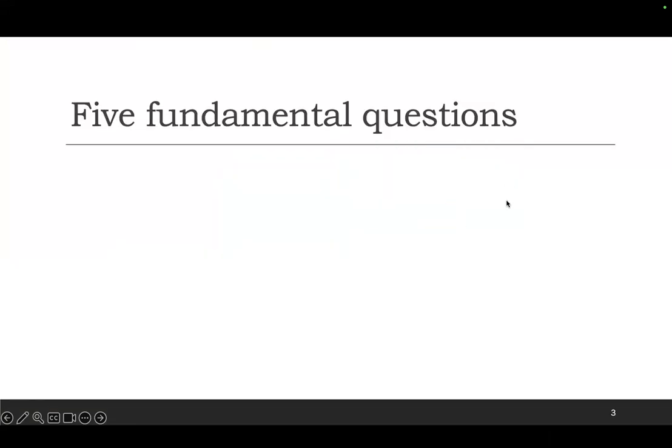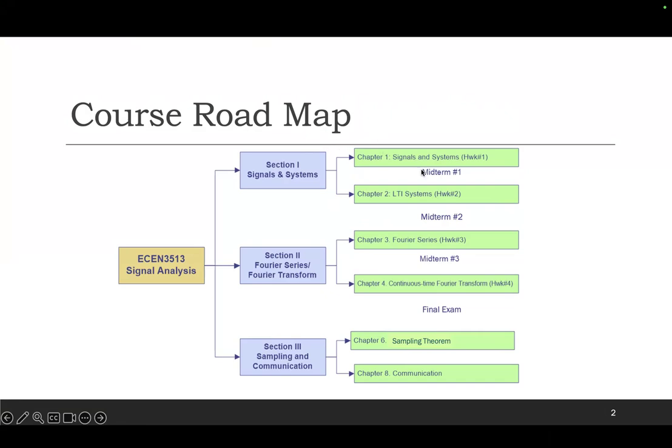Actually, this is our course roadmap, and we mainly focus on chapter one, chapter two, chapter three, and chapter four, and chapter six and eight. I plan to spend more time to talk about chapter six at least, and maybe a little chapter eight. But since we spent more time from chapter one to chapter four, we don't have much time on chapter six and chapter eight. But that's fine.